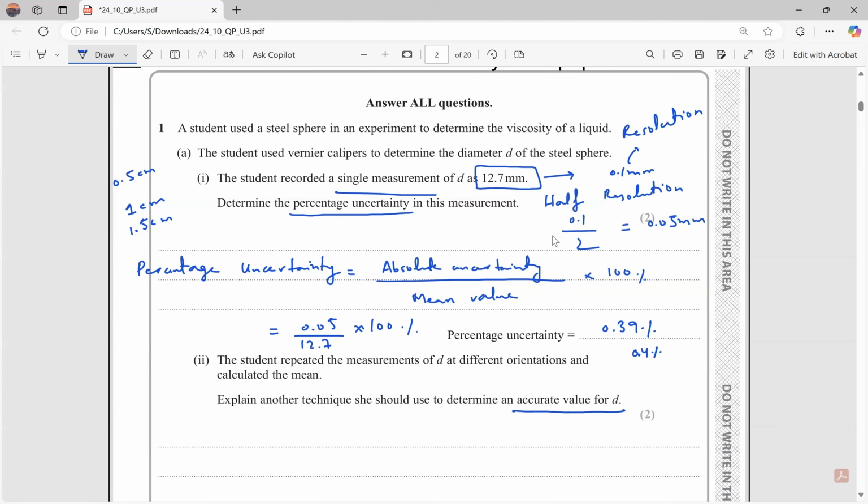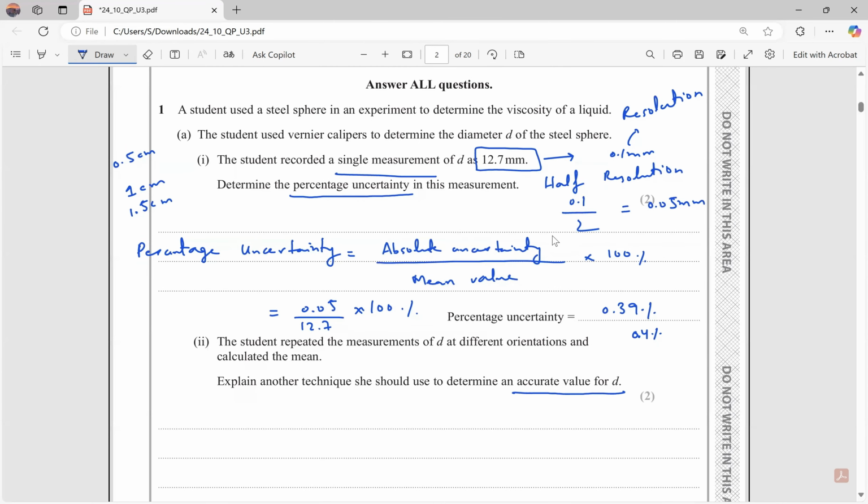The accurate value measurement is based on what device you're using. If you were using a meter rule, for example, then the answer would be according to the meter rule. If you were using, let's say, a screw gauge, the answer would be according to that. Over here, we're using a vernier calipers. So both for the vernier calipers and the screw gauge, you can always talk about the zero error. Zero error is a systematic error, and it can affect the accuracy of the measured value.